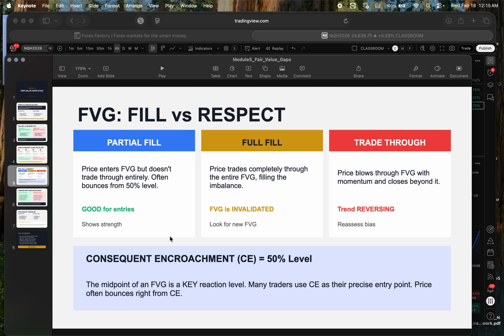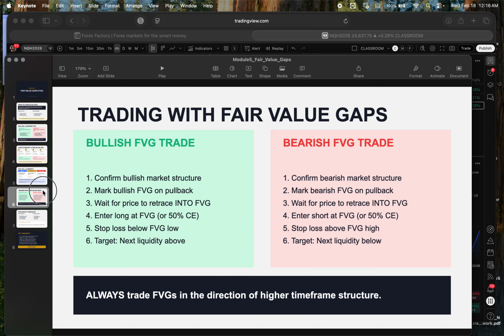Consequent encroachment basically means halfway through the actual gap. It's not important to memorize that, but I will show you what it looks like.